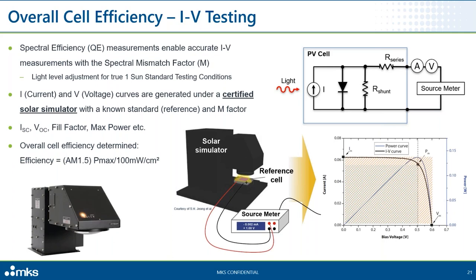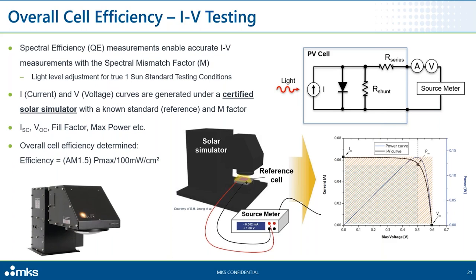Now, I won't go too deep into detail. There are a variety of application tech notes on our Newport.com website that go into more detail. But the simplified method here is it allows you to do light adjustment to your light on your sample for true one sun standard testing conditions to make sure you match those values correctly. So IV testing, a very simple diagram in the upper right, where light hits your sample, produces a current.